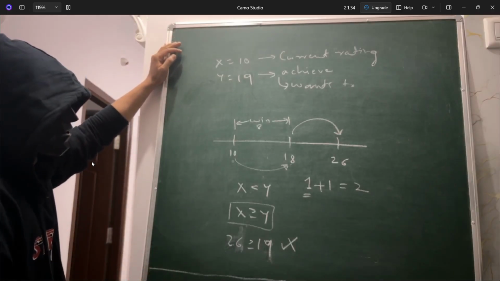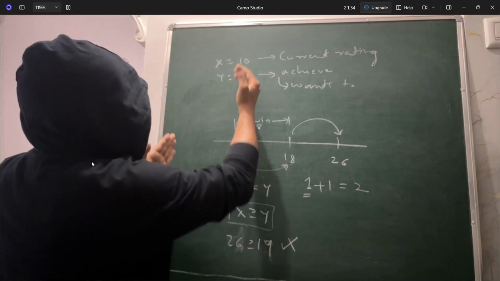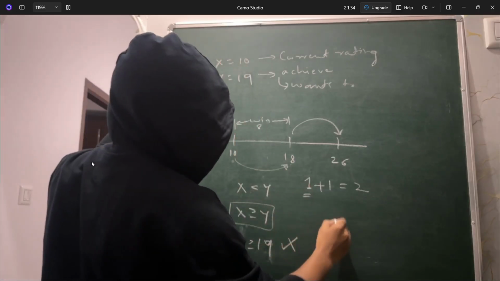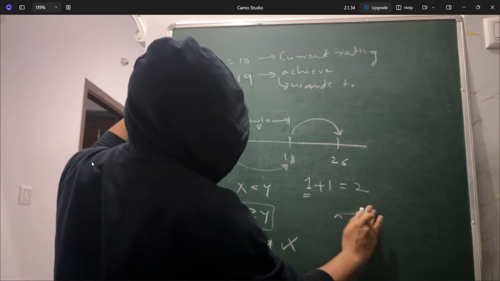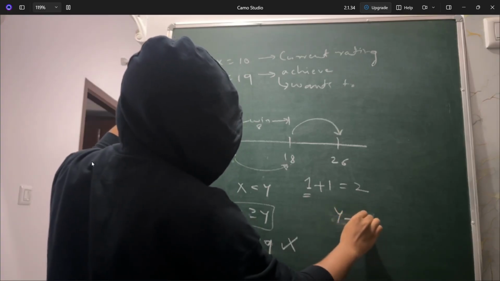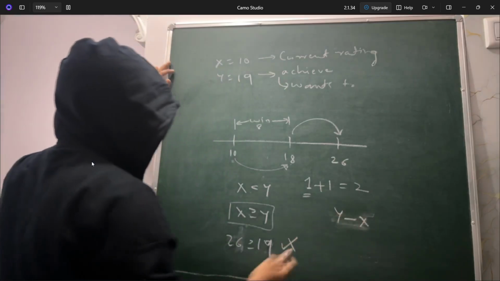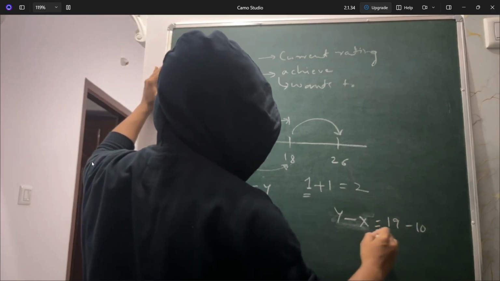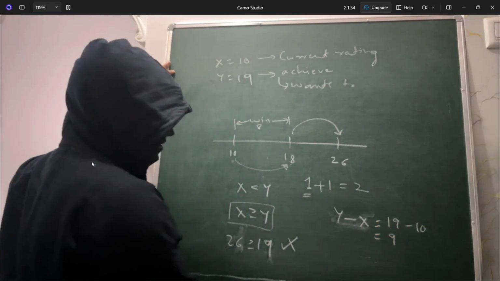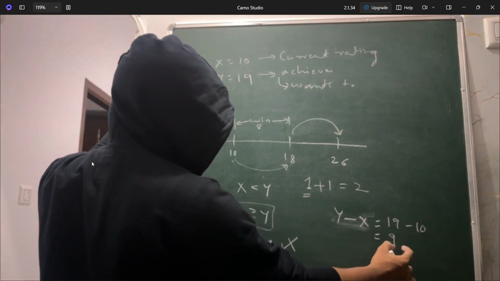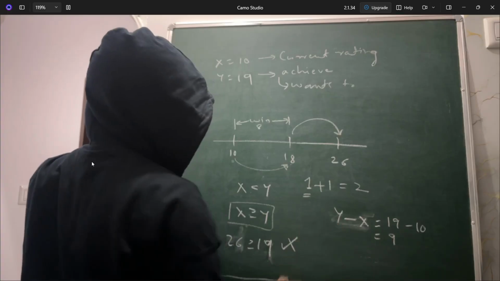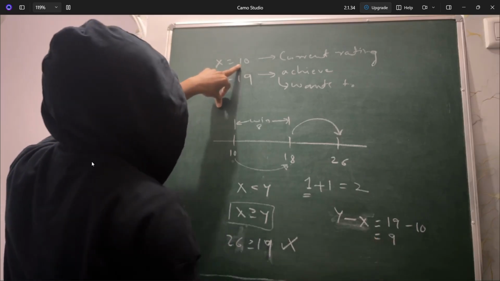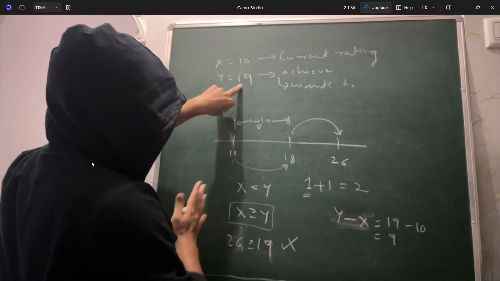So how do we solve this basically? Whatever x and y values we have right now, we'll take the difference, y minus x, because y is the rating that she wants to achieve, which should be higher than or equal to x. So y minus x will give us 19 minus 10, which is 9. So this is the minimum rating that she requires to achieve y, because if you see, 10 is her rating, and if she adds 9 to it, her rating will be greater than or equal to y, which is true.